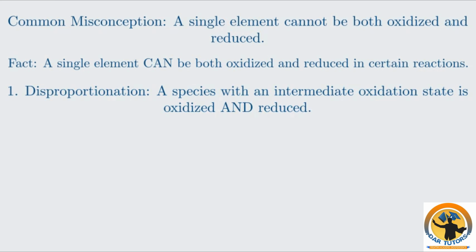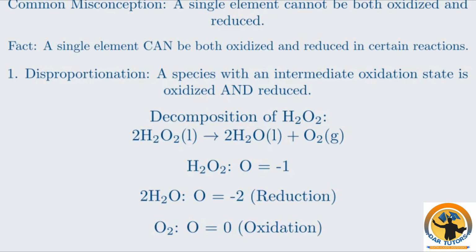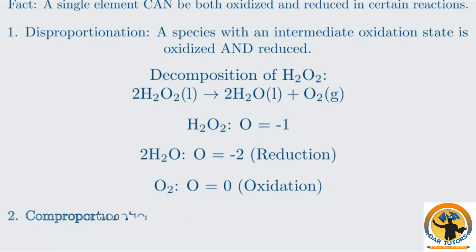A classic example is the decomposition of hydrogen peroxide. In hydrogen peroxide, H2O2, the oxidation state of oxygen is -1. It is an intermediate state between 0 in elemental oxygen and -2 in water. In this reaction, the oxygen in H2O2 is reduced to -2 in water and simultaneously oxidized to 0 in O2. So, oxygen has disproportionated. Comproportionation is the reverse process.